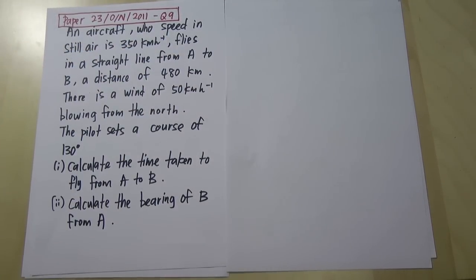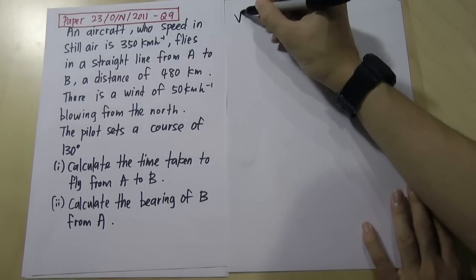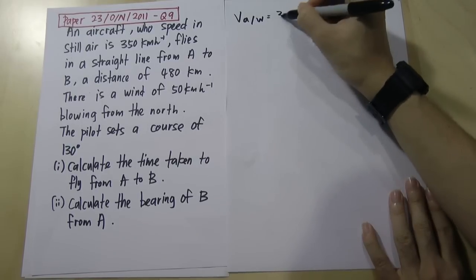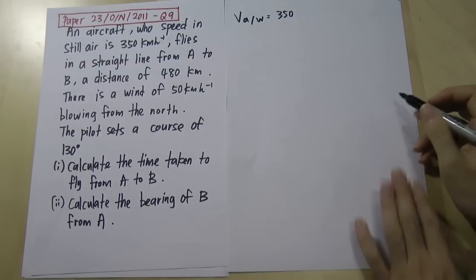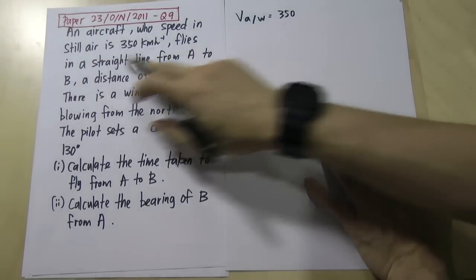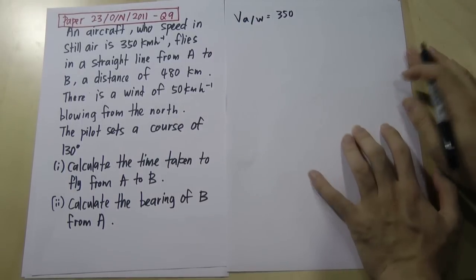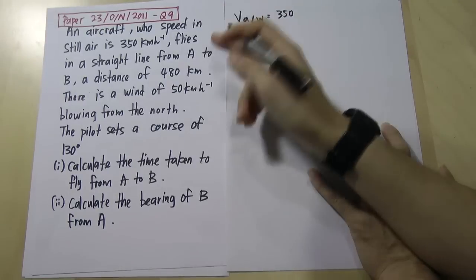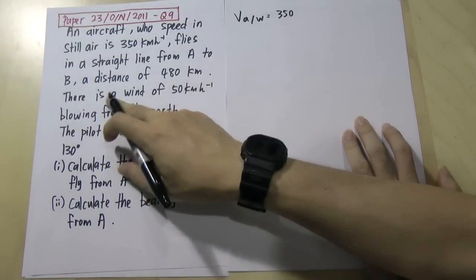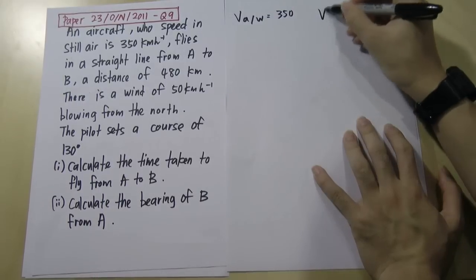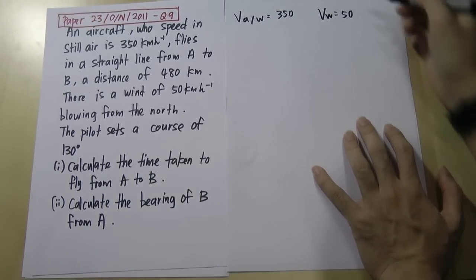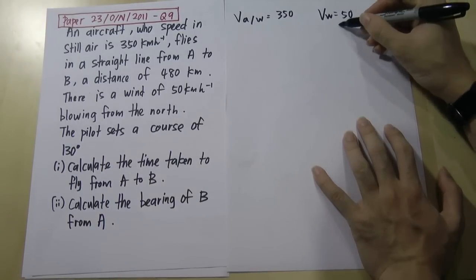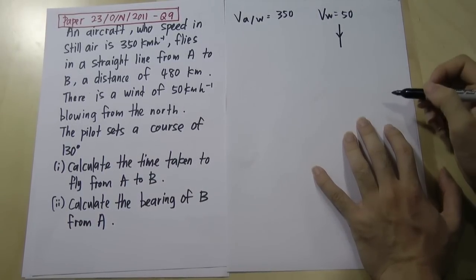So speed in still air, the first information that comes to mind is this is aircraft relative to wind, because in still air it is 350. Then it flies in a straight line from A to B, a distance of 480 km. Okay, so this is the distance for AB. There's a wind, so the velocity of the wind is 50 km per hour, blowing from the north. So from the north, I roughly get the idea is something like this.